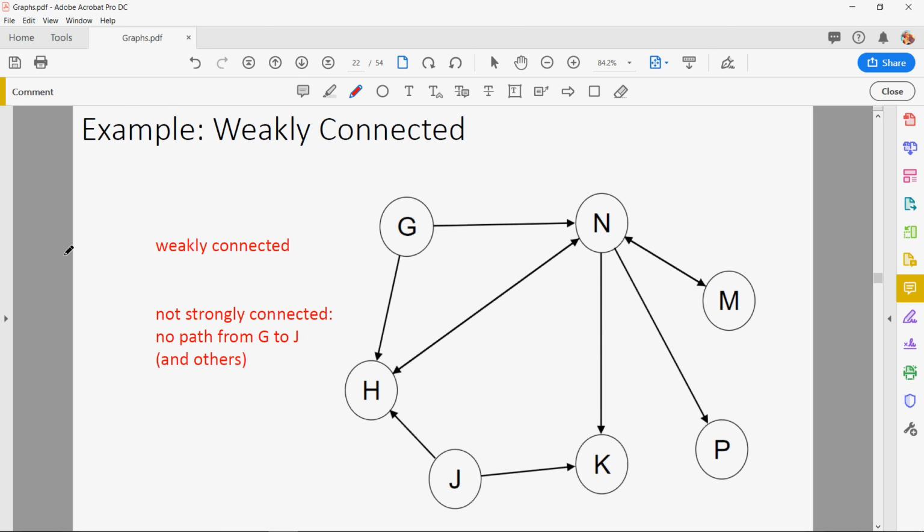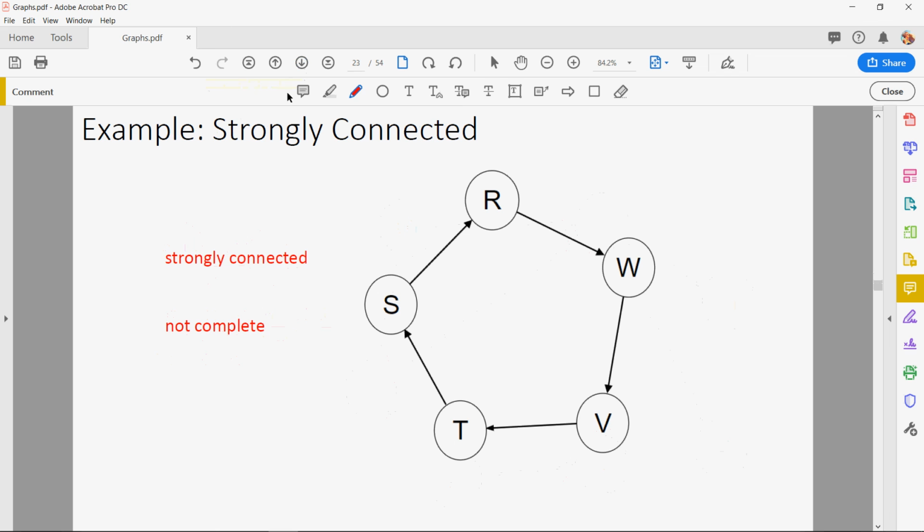So here's an example of a directed graph, a digraph, and this is weakly connected. Lots of reasons why it's weakly connected. One example, there's no path from G to J. You can get from G to H, H to N, N to K, but there's no way to get from G to J. You could go G to N, N to K again, but there's no path that takes you from G to J. So that's why it's not strongly connected. Now, if we were to ignore all this directionality, pretend there were no arrows, then sure, it would be connected, right? So that means it's weakly connected. And again, this is usually not what we're talking about. Usually people are talking about strongly connected.